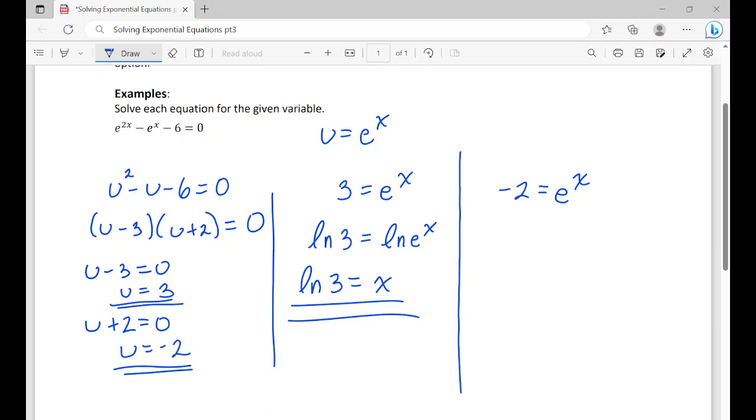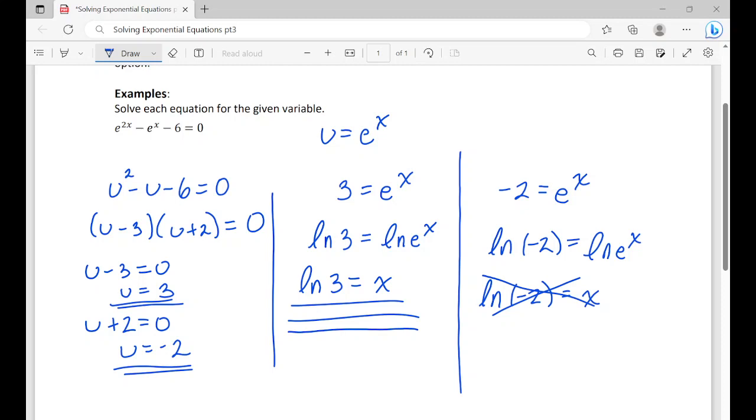Now I'm going to do the same steps here. Take the natural log of both sides. ln of negative 2 equals ln e^x. I can move the x in front, so ln of negative 2 equals x, and the ln e goes away. And now I have x equals ln of negative 2. But if you remember, you can never take the natural log of 0 or a negative number. Well, ln of negative 2 is not real. So we can just discard this because it's not a real answer. So the only answer we have for this equation is ln 3.